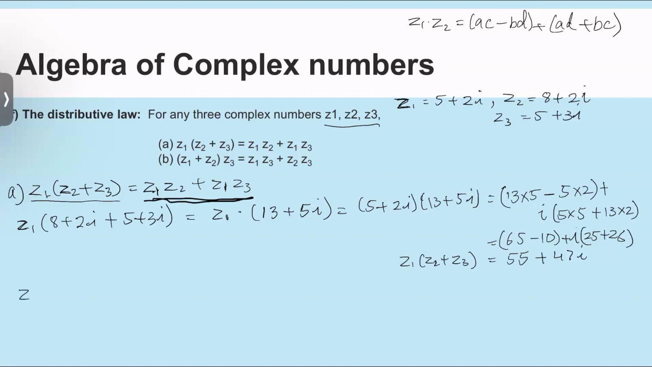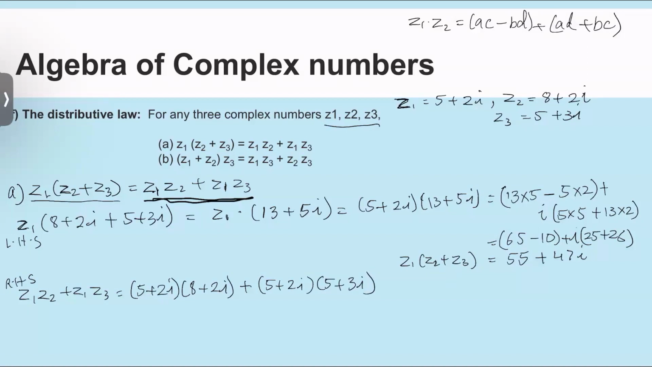Okay, so now the right hand side. So this was the left hand side. Now we do the right hand side, Z1 Z2 plus Z1 Z3. So we substitute the complex numbers: 5 plus 2i and 5 plus 3i. Okay, so we solve for these two. We have to find the product.